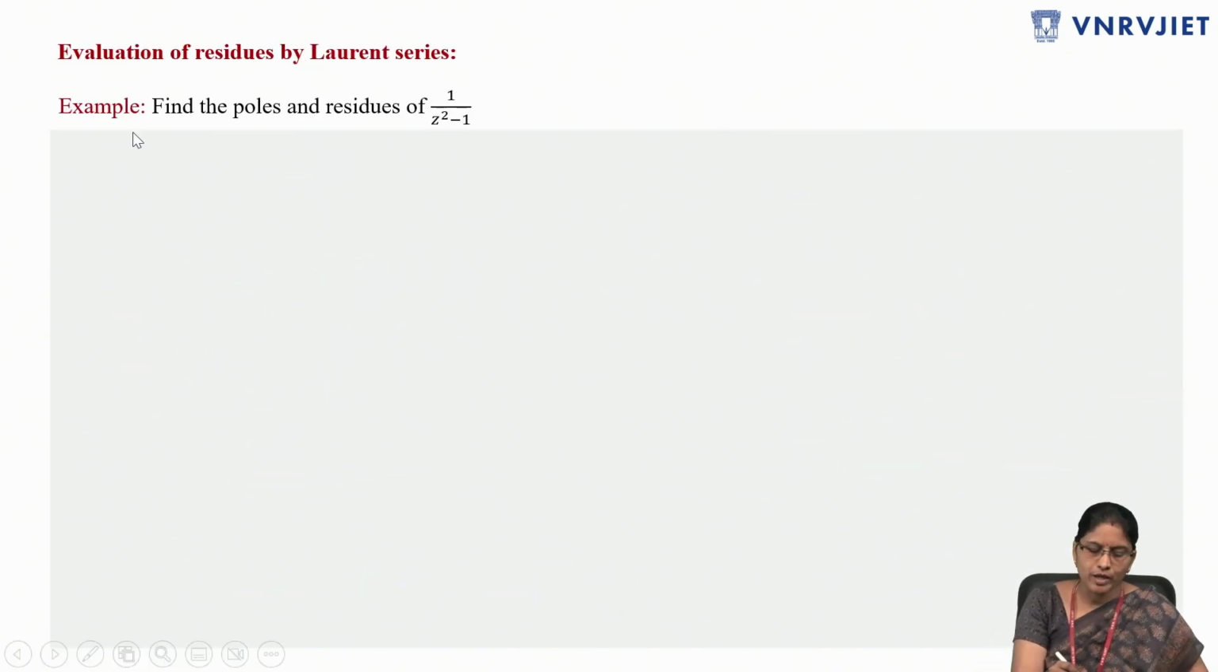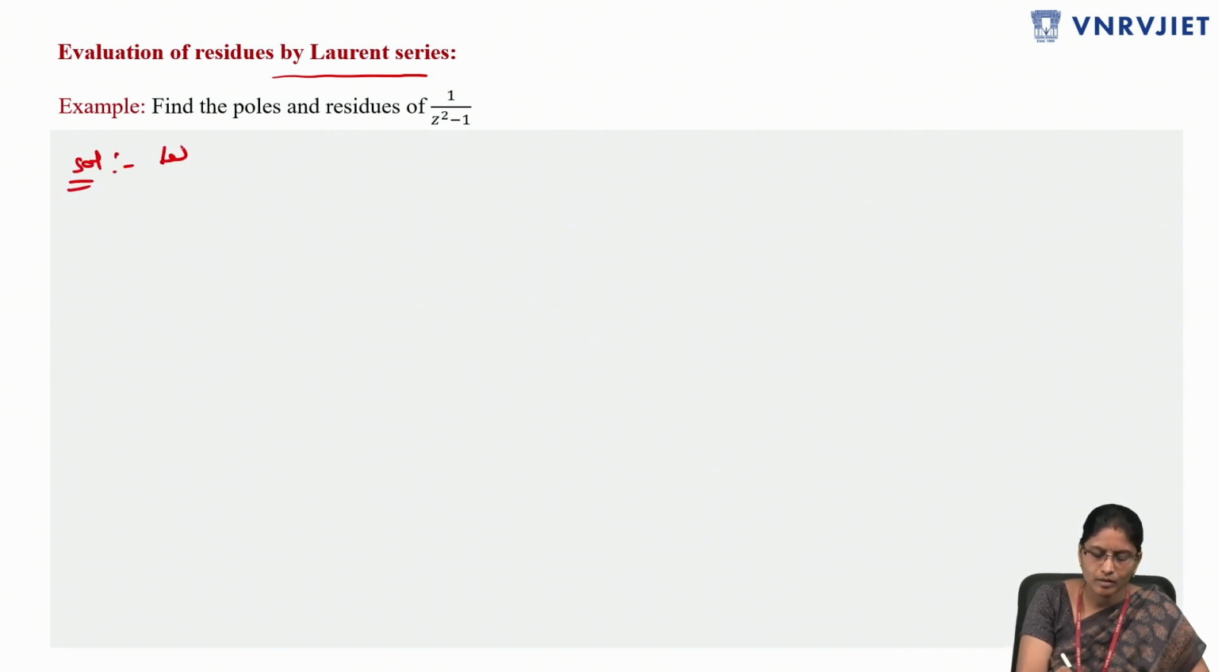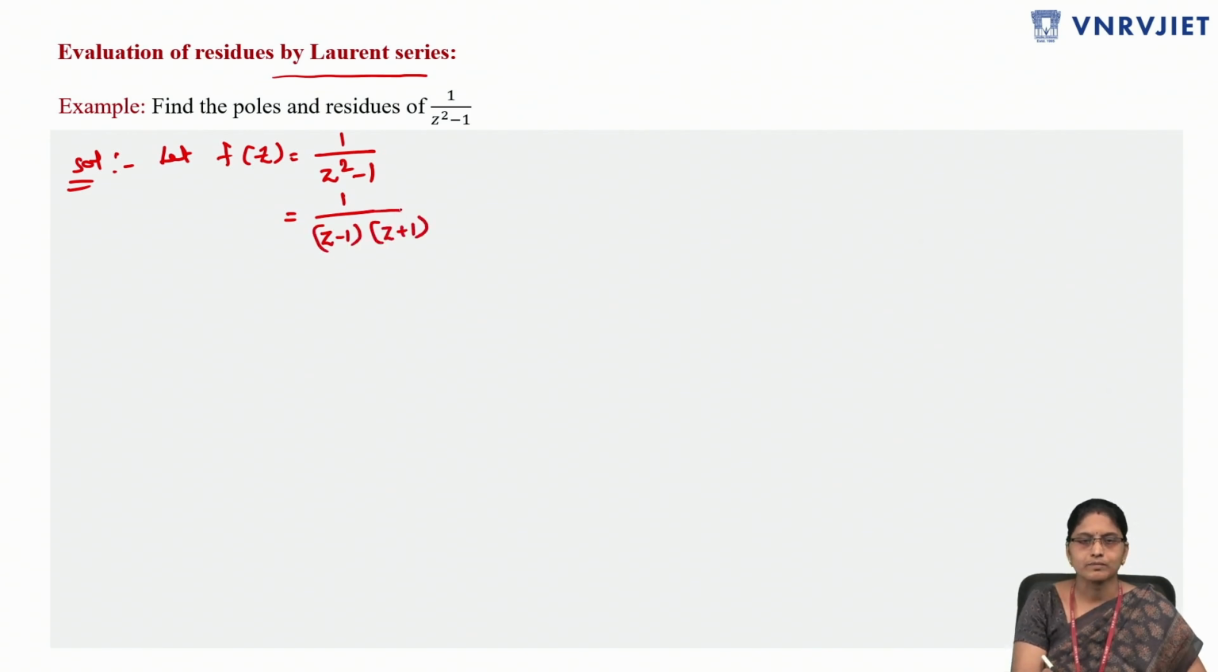Next, we have to evaluate the residues by using Laurent series expansion. Find the poles and residues of 1 by z square minus 1. We have to find out the poles and residues for the given function f of z. Let f of z is equal to 1 by z square minus 1, and it can be written as 1 by z minus 1, z plus 1.